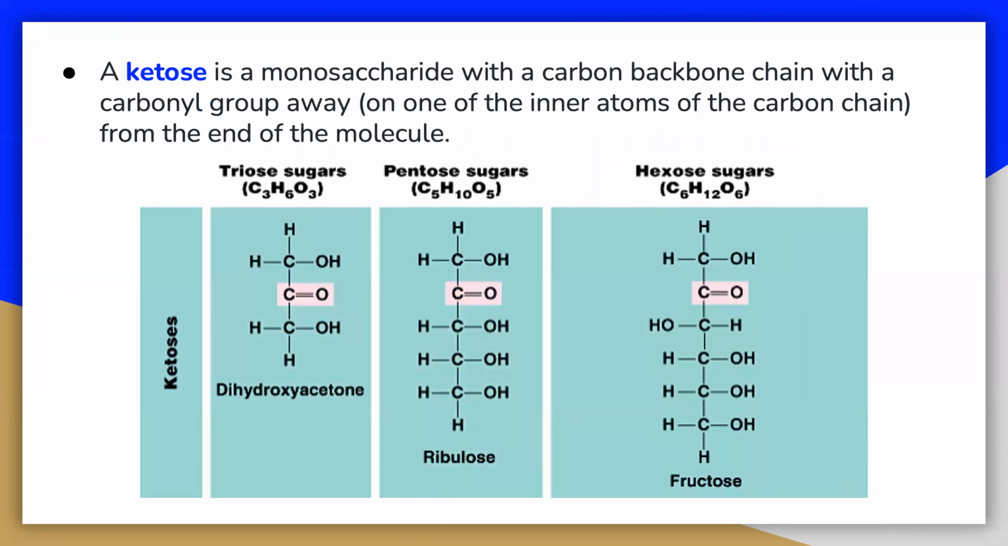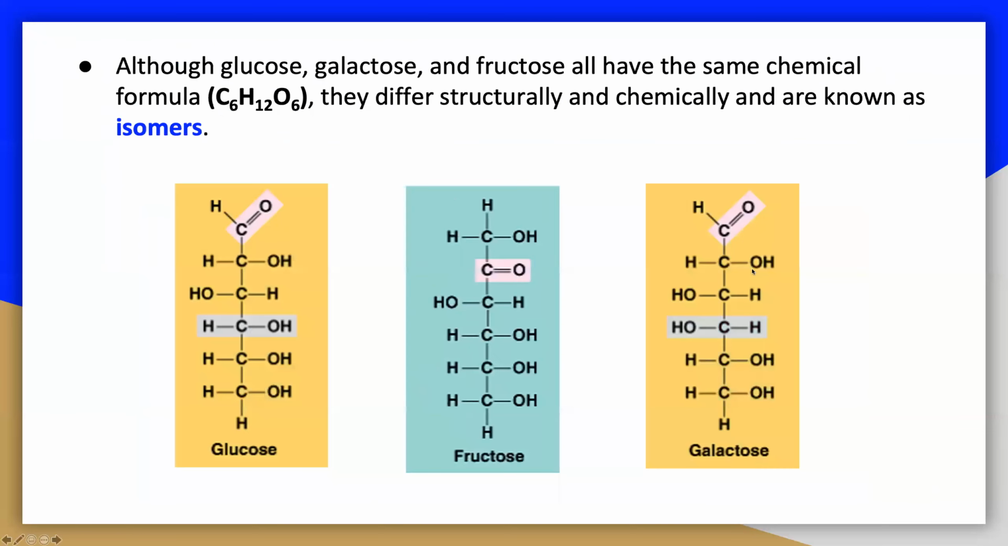A ketose, on the other hand, is a monosaccharide with a carbon backbone chain with a carbonyl group away from the end of the molecule. It should be on one of the inner atoms of the carbon chain. A ketose is a monosaccharide containing, of course, one ketone group per molecule. And as you see here, it's in an inner carbon atom.